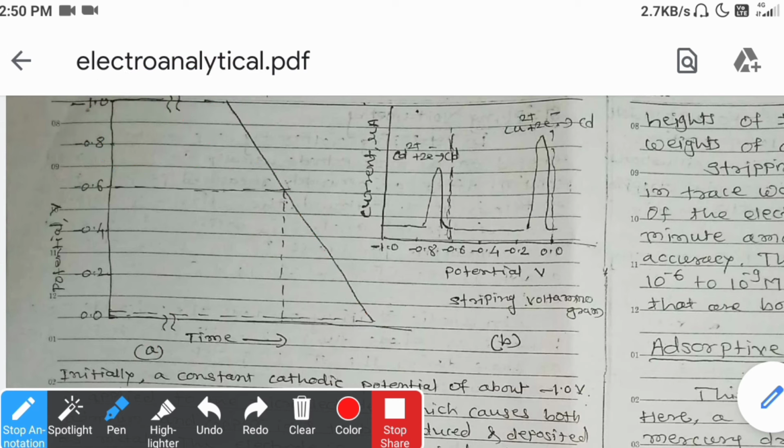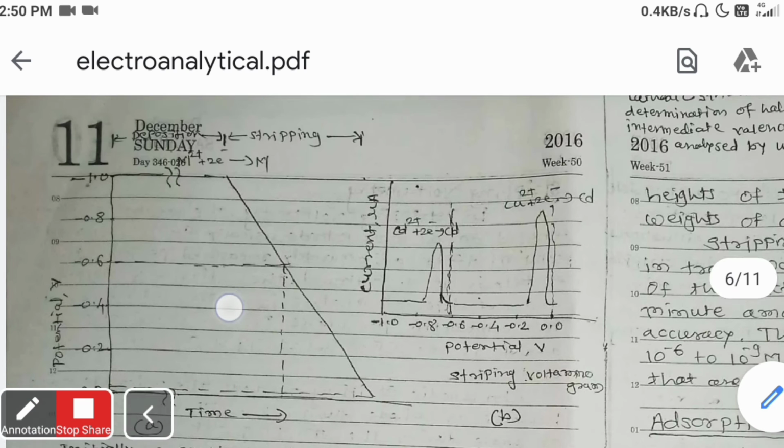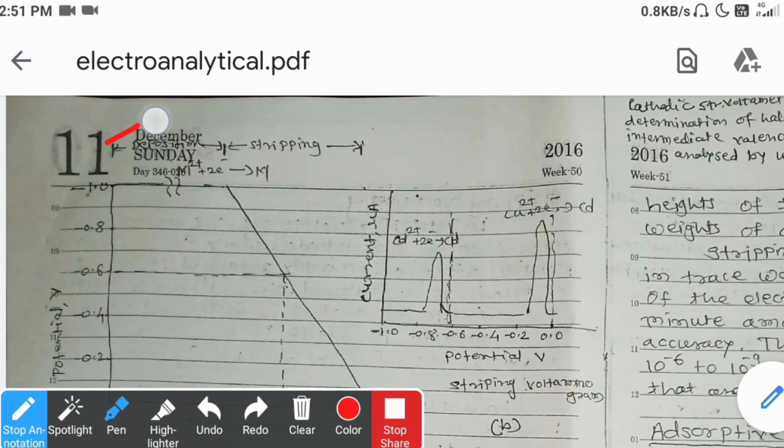So this step corresponds to the pre-concentration step. Up to this time interval we have the pre-concentration step. Here we can see that the deposition step, or the pre-concentration step, has occurred. Once this step has occurred, the next step is our stripping step, that is from here to here. During the stripping step we get the actual analysis of our analyte.